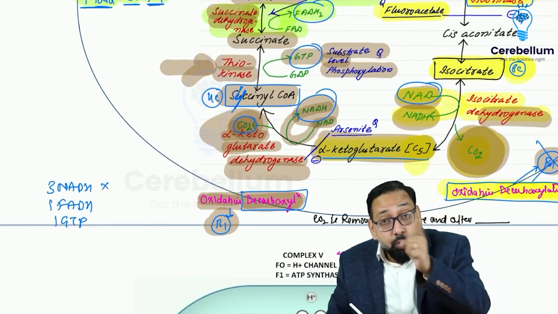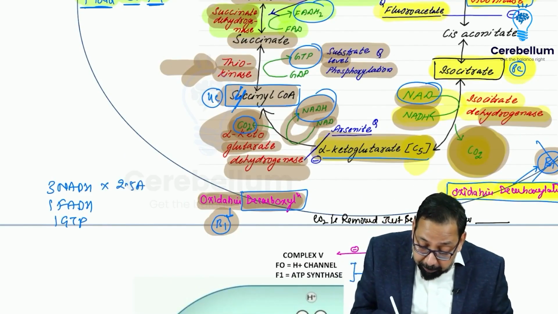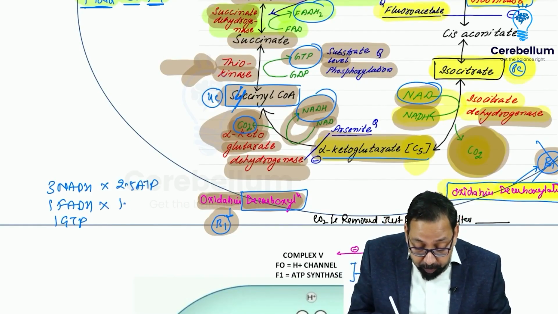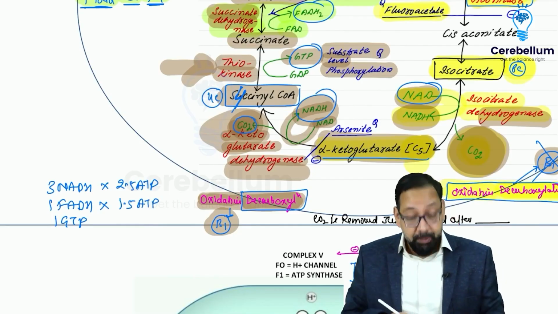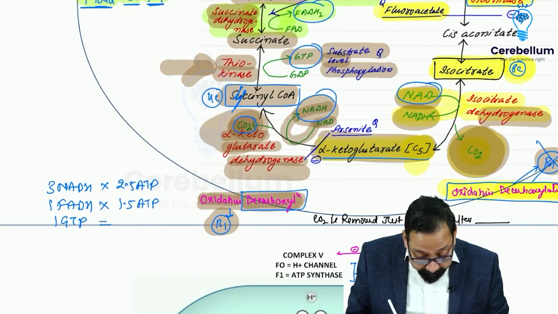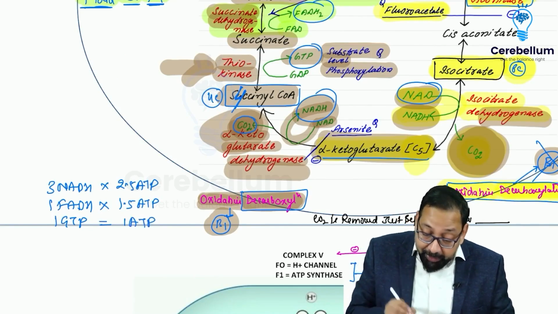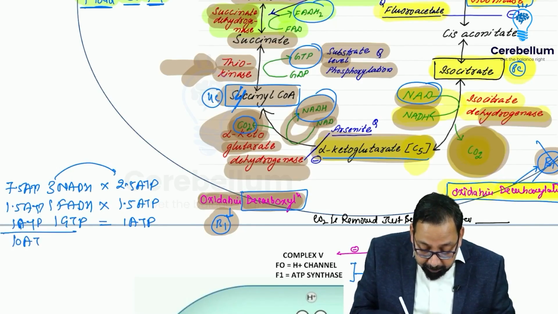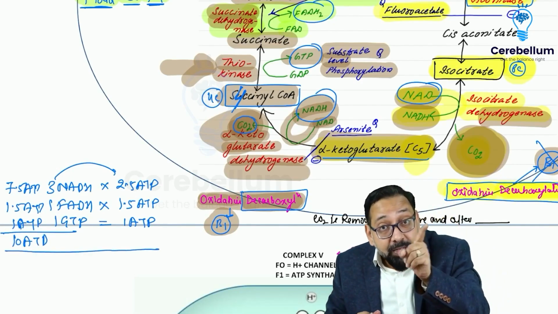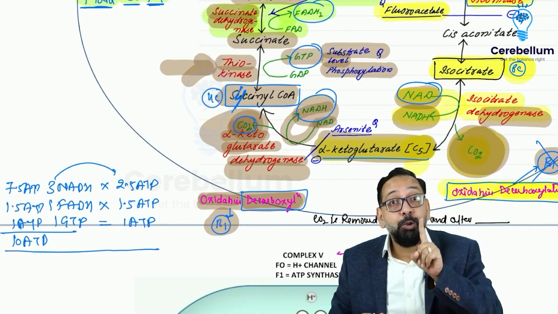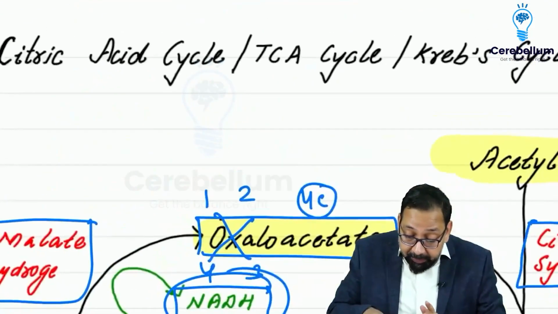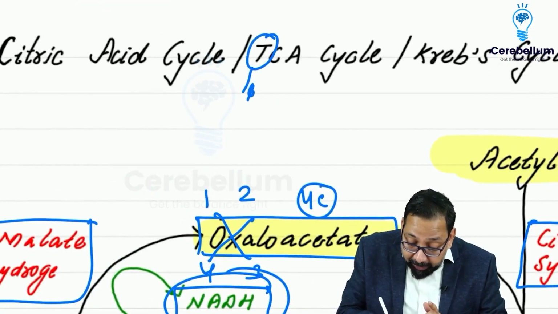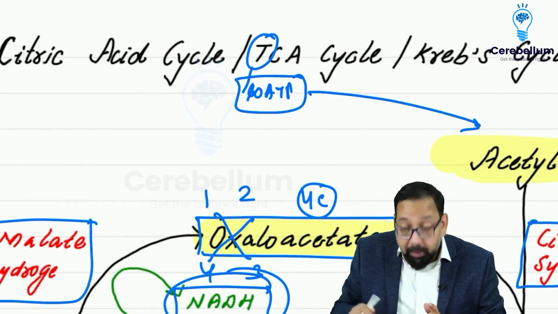NADH enters the electron transport chain to produce 2.5 ATP. FADH enters the electron transport chain to produce 1.5 ATP. 1 GTP is equivalent to 1 ATP. So net gain of ATP: 3 into 2.5, 7.5 ATP, plus 1.5 ATP and 1 ATP. So total, 10 ATP. So question is asked, one acetyl coenzyme A entering the Krebs cycle produces 10 ATP. Mnemonic is TCA cycle, T4 TCA, 10 ATP are produced from one acetyl coenzyme A.